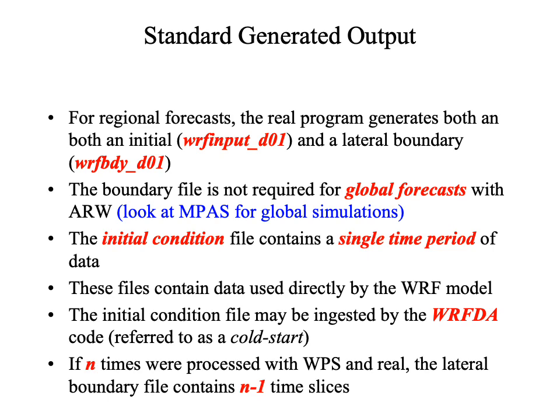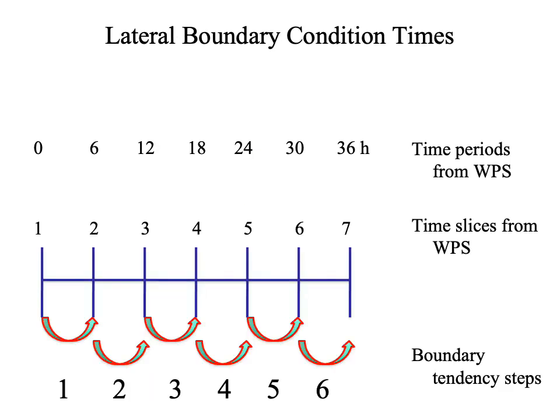For the lateral boundary condition, if we process n time periods of ungrib data and n time periods of METGRID data, then when we process n time periods of that data in the real program, the lateral boundary file contains only n minus 1 time slices. This is because of the way that we construct our lateral boundary conditions. So for example, if we have a 36-hour simulation that we're interested in, and the data is every 6 hours, we have 7 time period slices, but we have 6 boundary condition tendency steps.